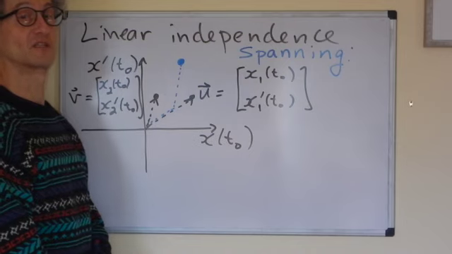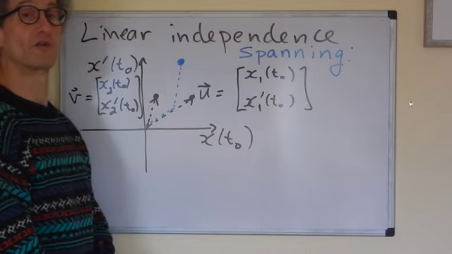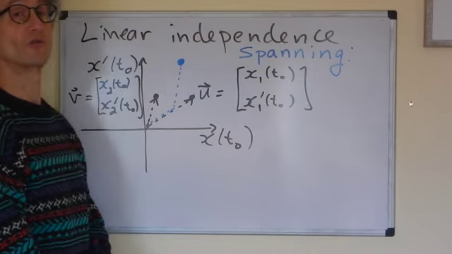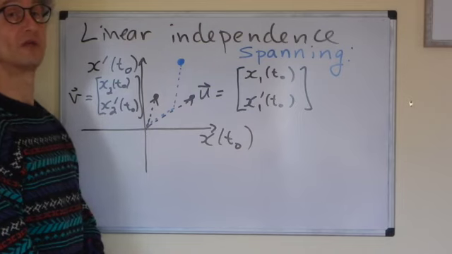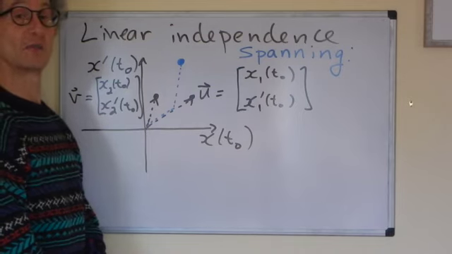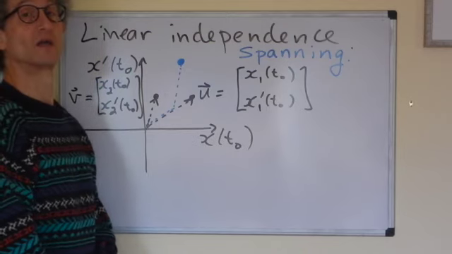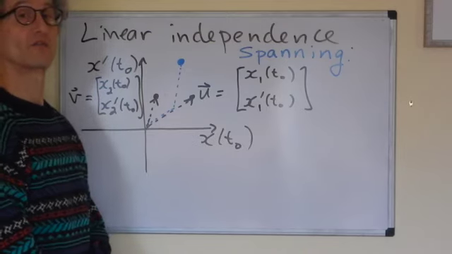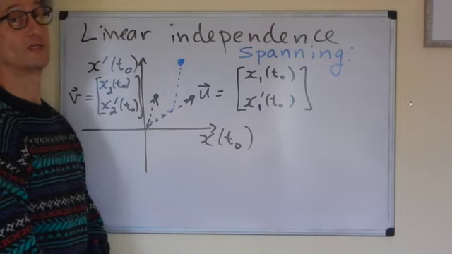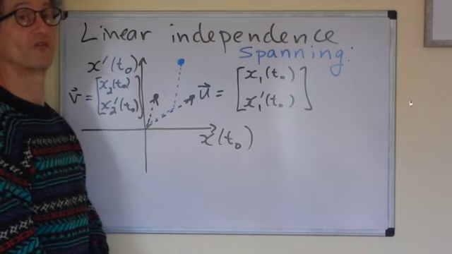If f of t is continuous in only a particular interval, then solutions are only guaranteed to exist and be unique in that interval. And so what we just said applies only to that interval where the right-hand side is continuous. Otherwise, we don't know if solutions exist and are unique.